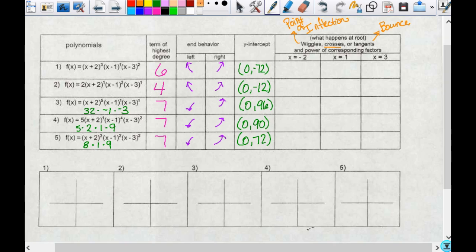All right, so when the 0 is negative 2, what happens at the axis, since that's the power of 3? It's the point of inflection, right? So we'll just put POI for point of inflection. Everybody okay with that? It's less writing. It's less writing than wiggles, too. All right, so when x equals 1, what happens on the graph? It crosses. Okay. And then when x equals 3, what happens? It bounces. Okay, everybody good with that? Okay, so you go through and you fill in the rest of that chart, and then we'll look at graphing.